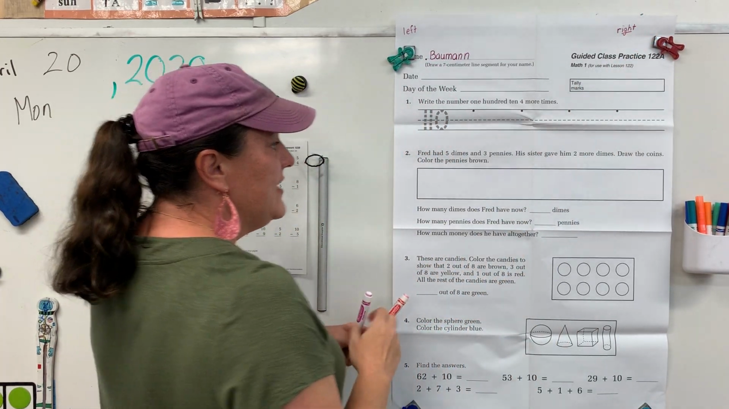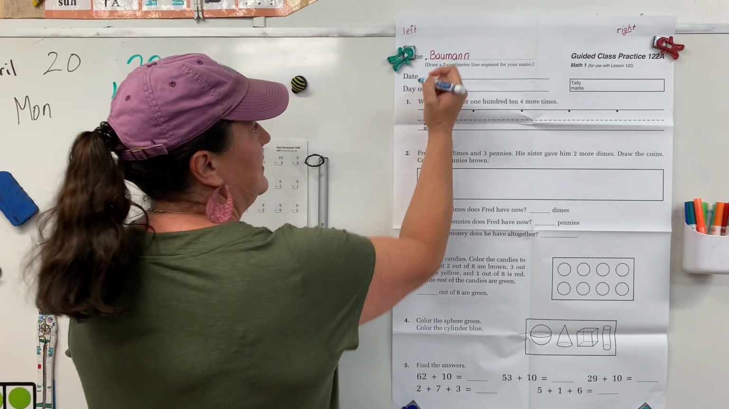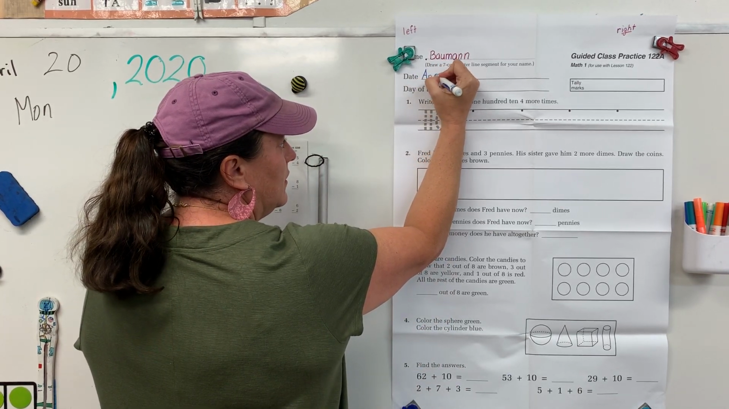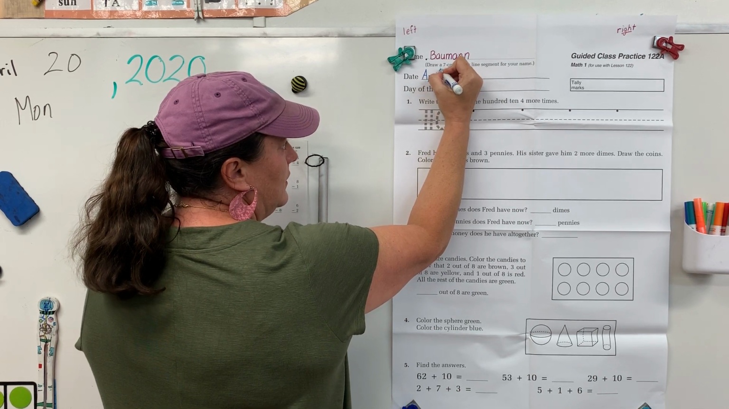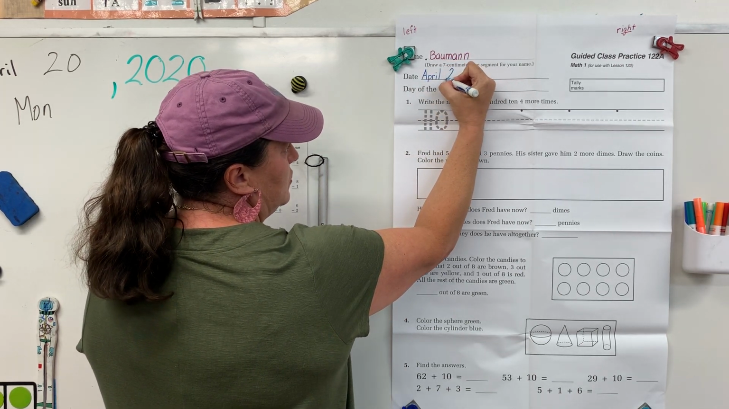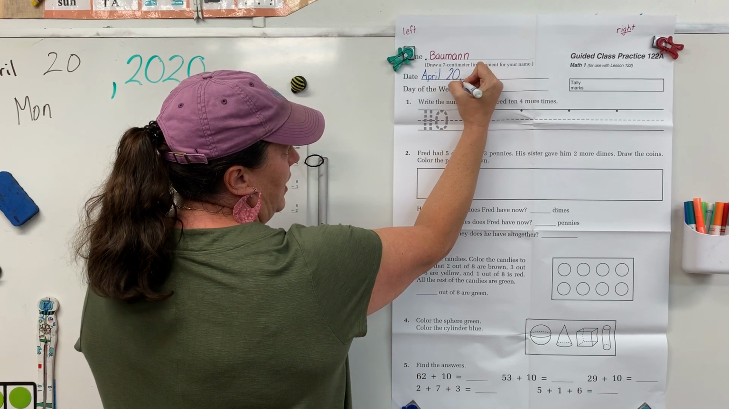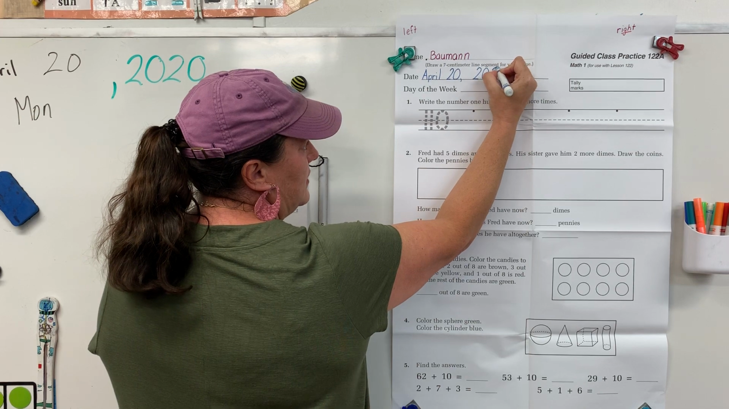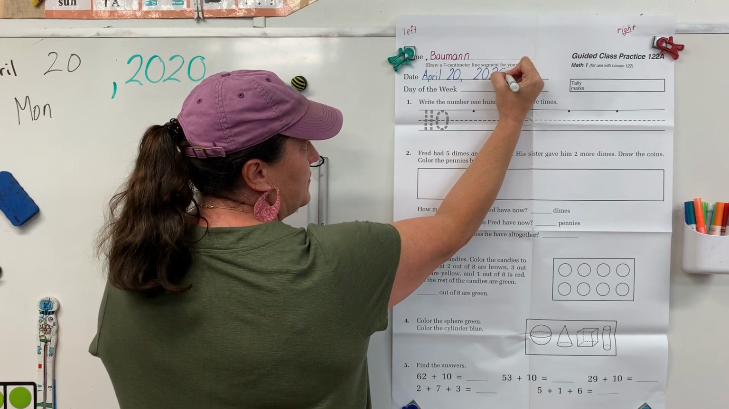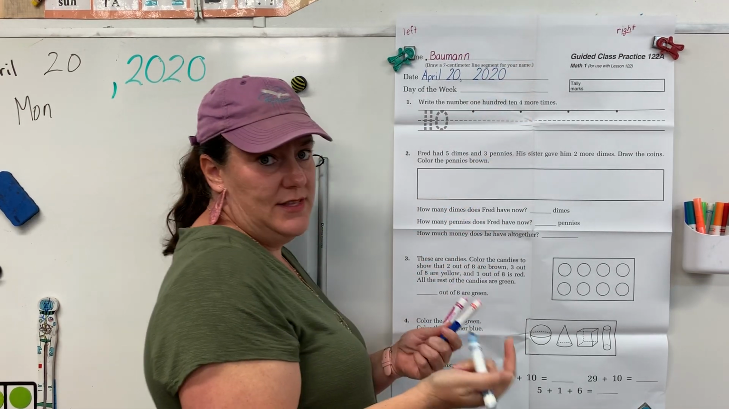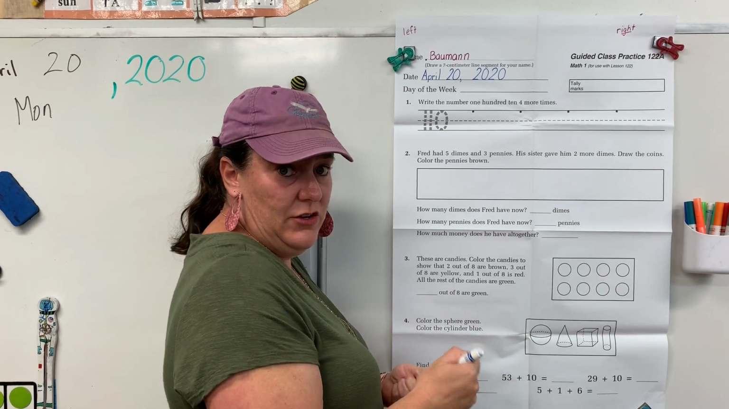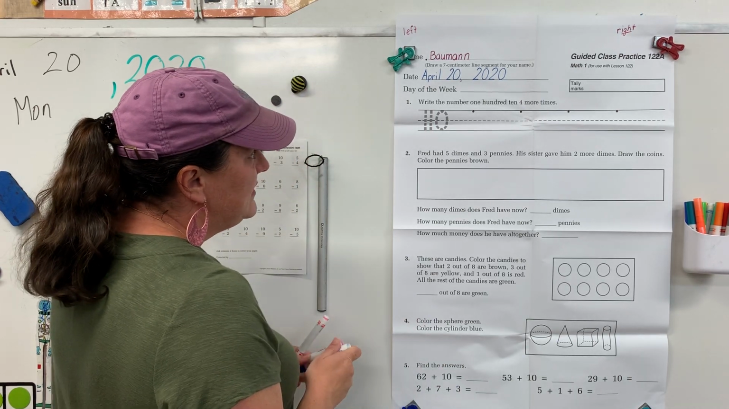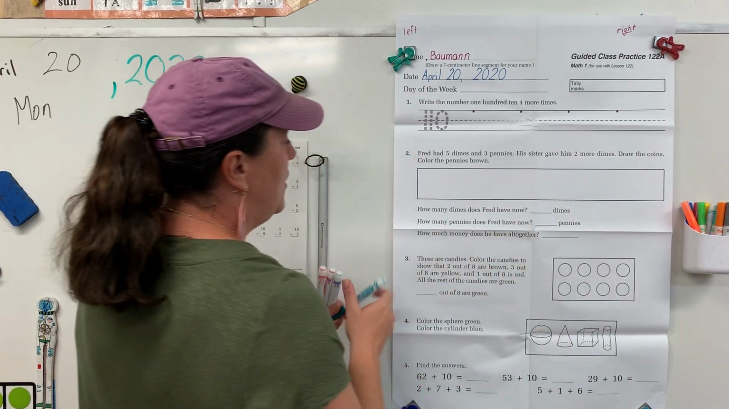All right, today's date is April 20th, comma, leave a space, 2020. Okay. If you're doing this on a different day, you can write the date that you're doing it, or you can use this date. Either one is fine. All right, and today is Monday.